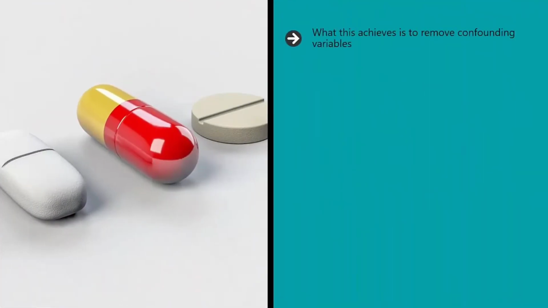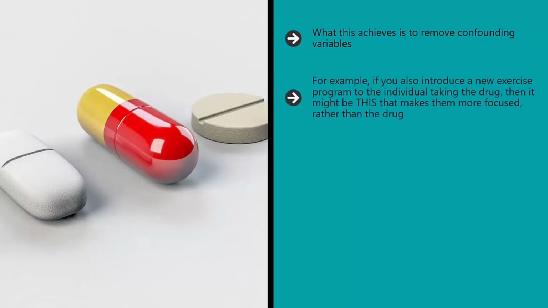What this achieves is to remove confounding variables. A confounding variable is anything that can hurt your outcome, rendering the results of the study useless. For example, if you also introduce a new exercise program to the individual taking the drug, then it might be this that makes them more focused, rather than the drug. That skews your results, and you therefore don't know whether the drug or the intervention made the difference. One of the most common confounding variables in research is the placebo effect.